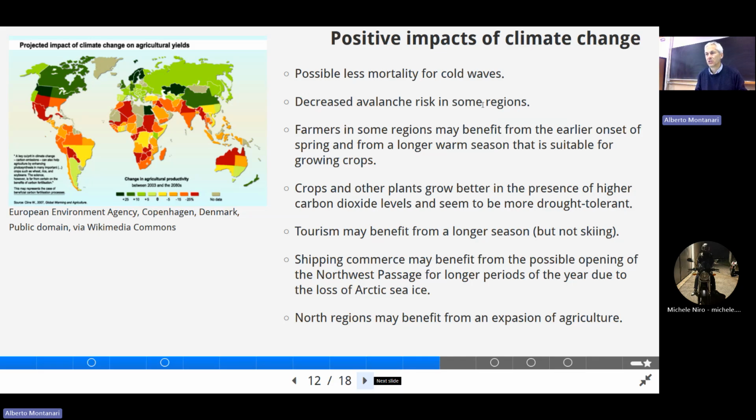Shipping and commerce, you know now the interest in Greenland. The interest in Greenland is due to climate change, and we know that, because indeed there are benefits. Regions that were not interesting before, because of the glaciation, now become interesting.